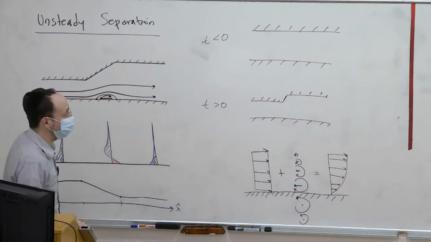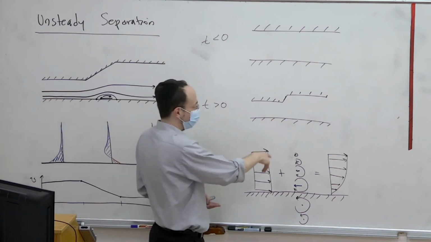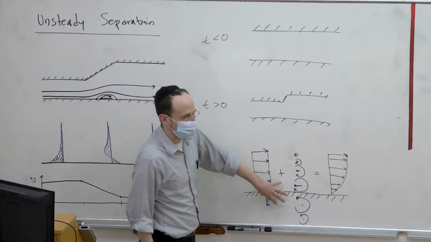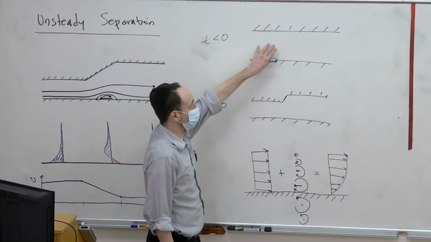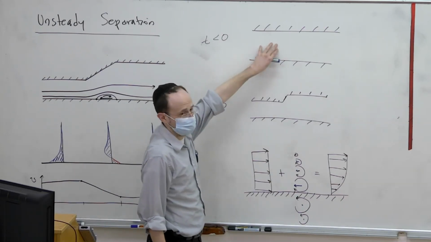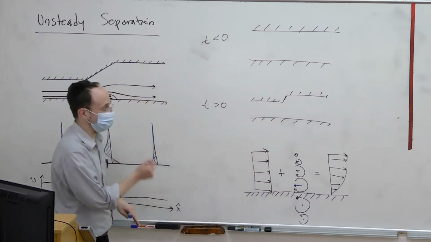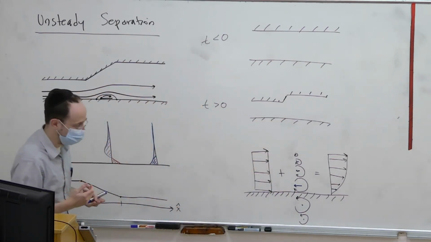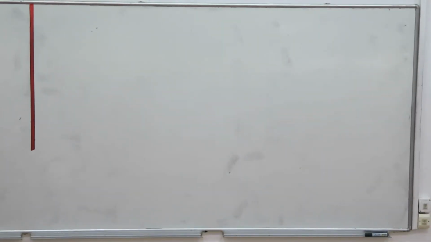Okay, so this is the basis of the model. Now all we have to do is draw the picture to figure out what happens when we introduce this model into this framework. So we're going to draw what it looks like at t less than 0, which of course is going to look just like this. And then we're going to consider what happens when we suddenly turn on the pressure gradient, the adverse pressure gradient. So let me draw this.